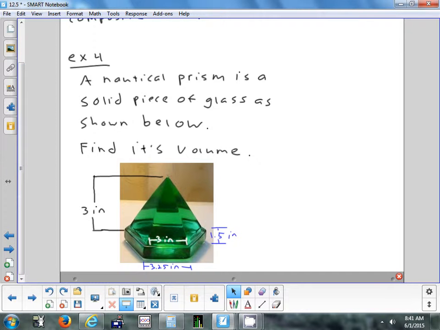All right, so what they want us to do here is find the volume of this prism. What we're going to have to do is break it down into different parts. They've labeled everything for us. The height of the pyramid part is 3 inches. The height of the base is 1.5. The side of each side of the hexagon base is 3 1/4, and the side of each hexagon base in the pyramid is 3.